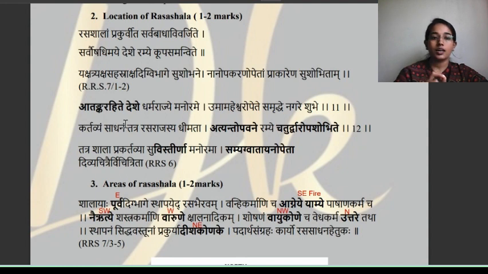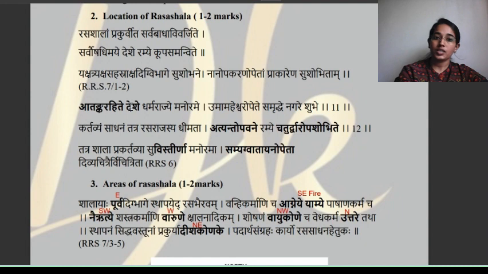The place of Rasashala should be where there is no fear, that is, atanka rahite deshe. You have to quote these Sanskrit words. And then a place with atyanta pavana, there should be abundance of pavana or air. Then vistirna, spacious. Samyak vatayana ubhayatra, there should be vatayanas, windows, and there should be ventilation.